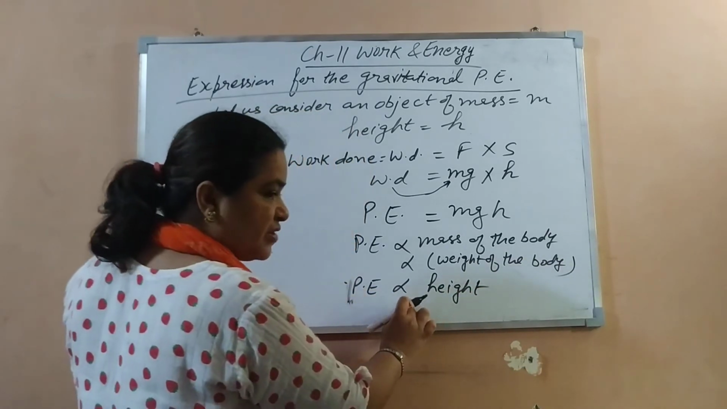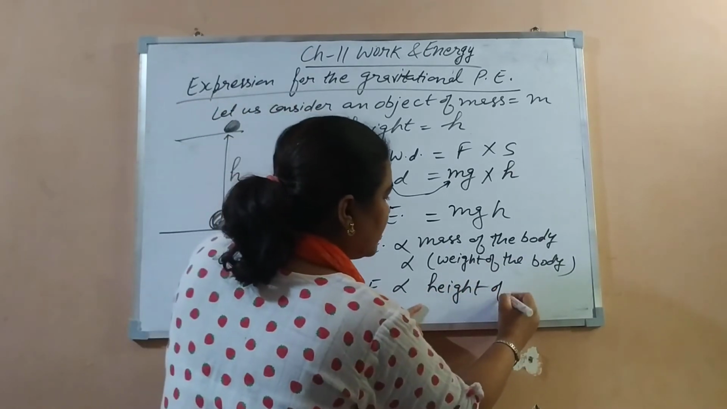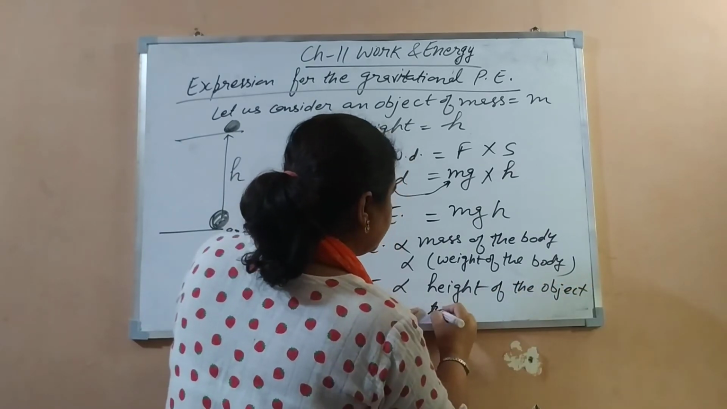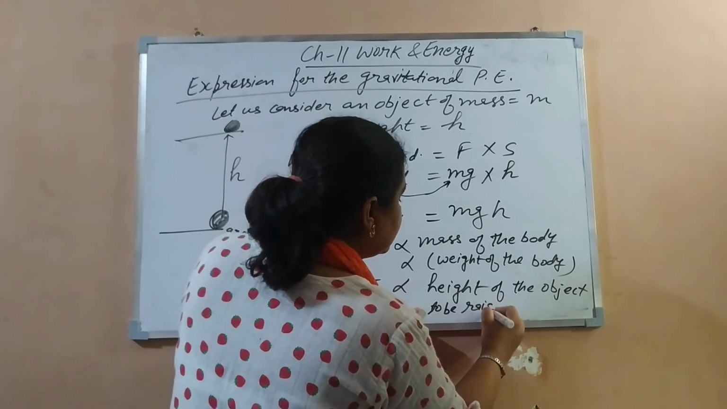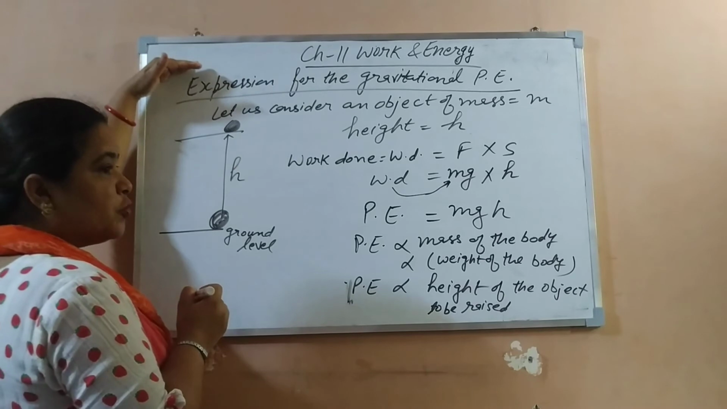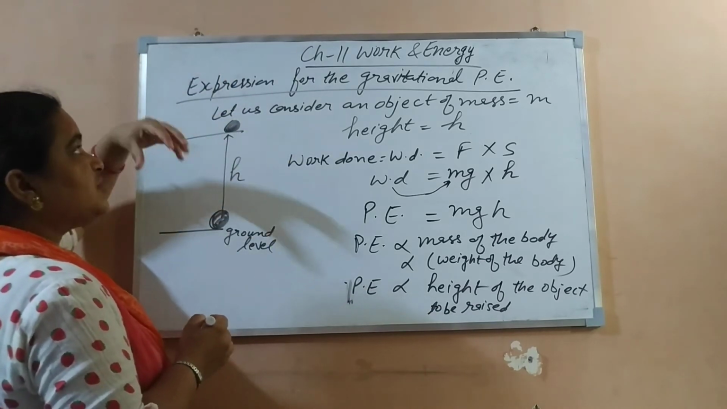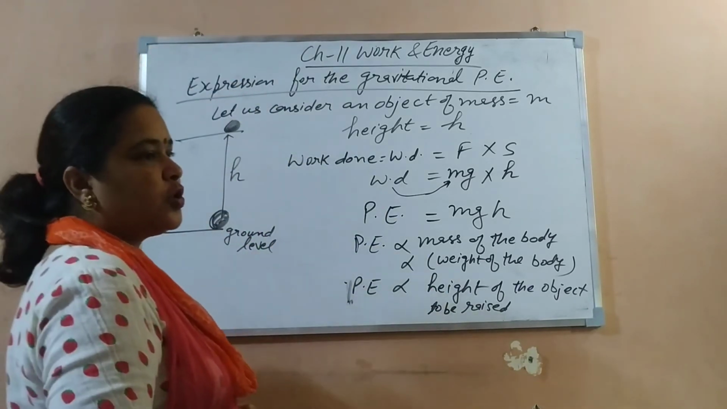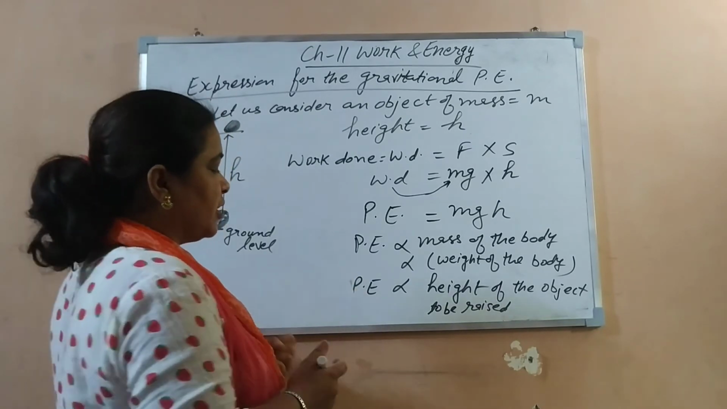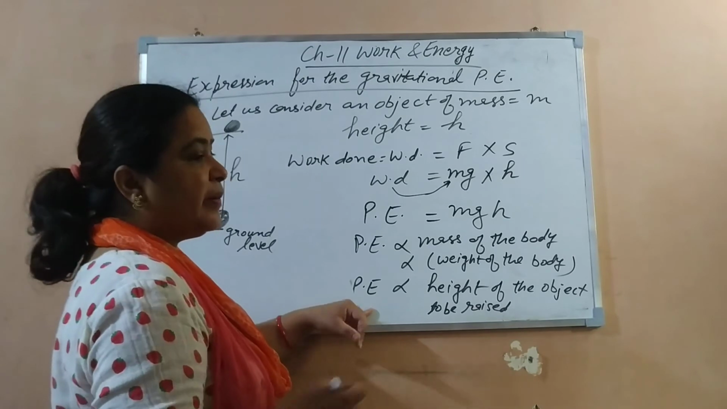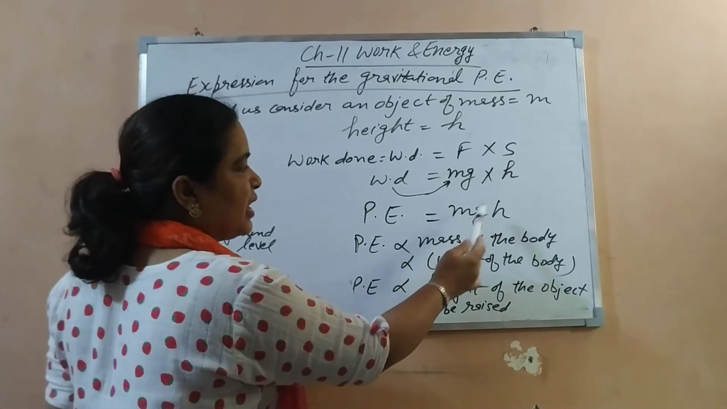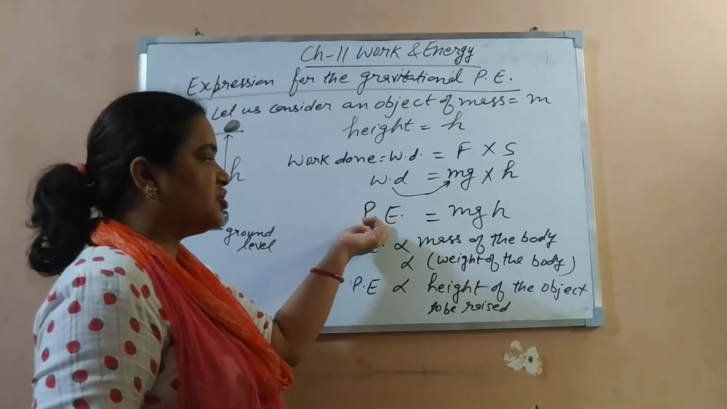This symbol is of directly proportional: height of the object to be raised. Means if you raise an object to 1 meter and then to 2 meter, the object raised to 2 meter height will store more potential energy and can do more work. Clear? Because its energy will be more, so it can do more work. So these are the factors, mass and height, on which potential energy depends.